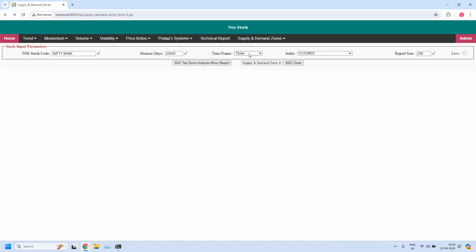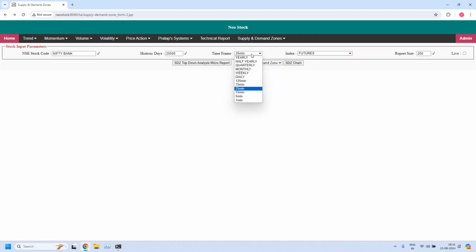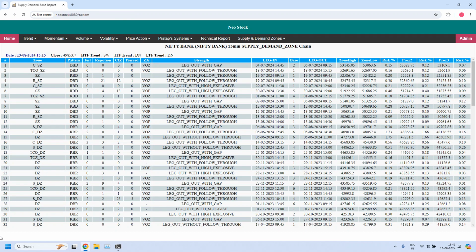The next time frame is 25 minutes. I am generating the 25 minute supply demand zone chain for Bank Nifty. The next time frame is 15 minutes, generating the 15 minute supply demand zone chain for Bank Nifty.